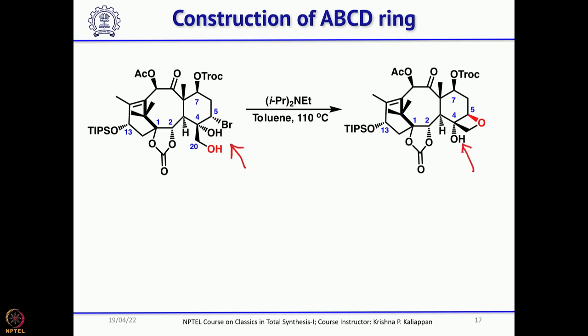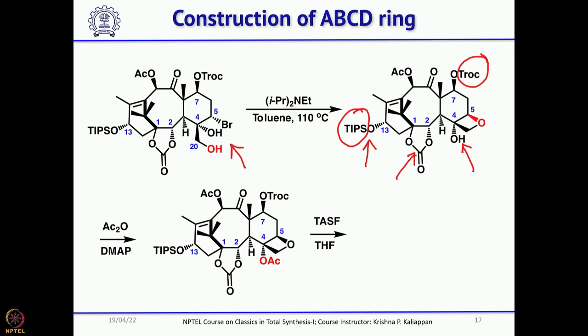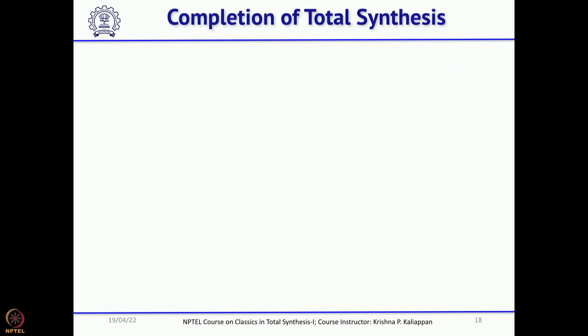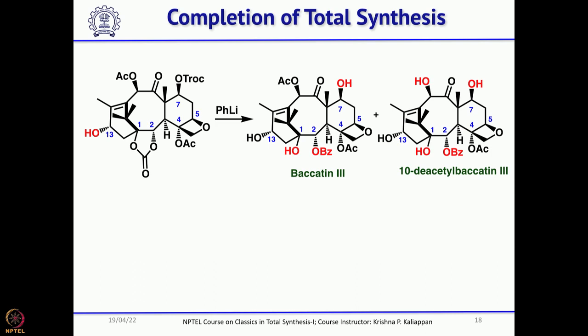You have to acetylate the tertiary hydroxyl group, and you have to open this with phenyl lithium, and you have to remove this protecting group as well as this protecting group and attach the side chain. So these are the jobs left. So first you acetylate the tertiary hydroxyl group, so you get the acetate. Then you can treat with TASF. So the TASF will remove the TIPS group, that is a fluoride source. So once you have that, then treat with phenyl lithium. That phenyl lithium will add here and then open it up, so you get baccatin III. And if you use excess, there is a chance of the acetate also getting hydrolyzed, so you get a mixture of baccatin III and 10-deacetyl baccatin III.